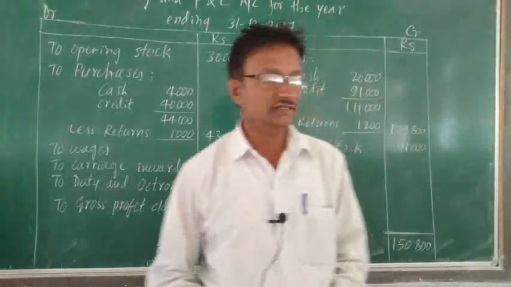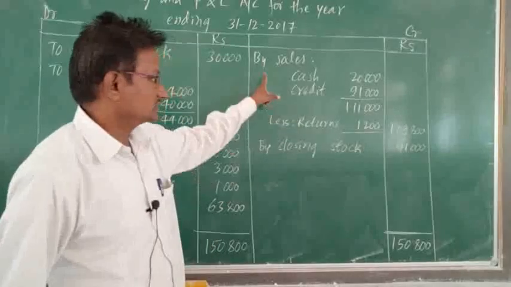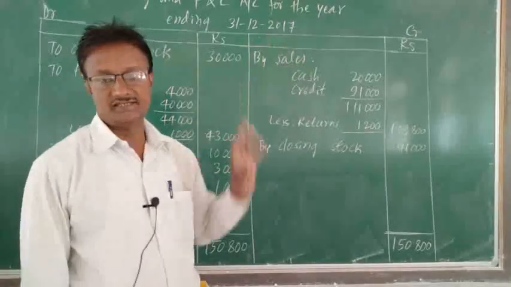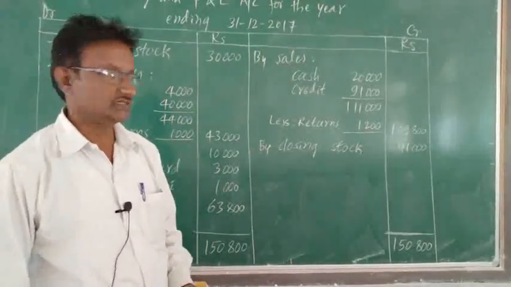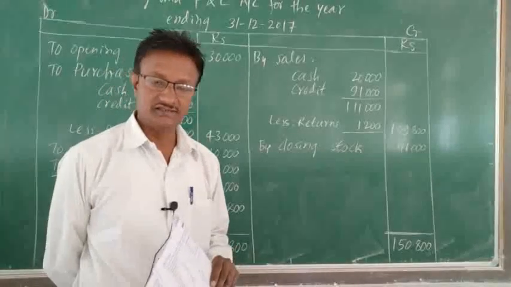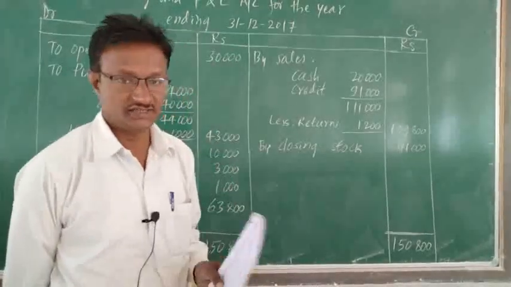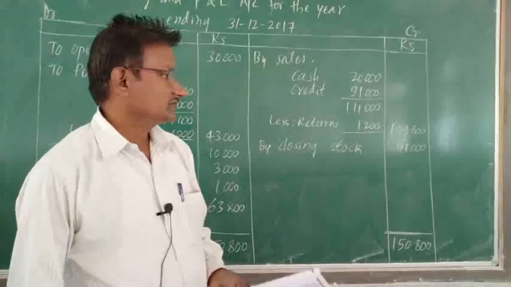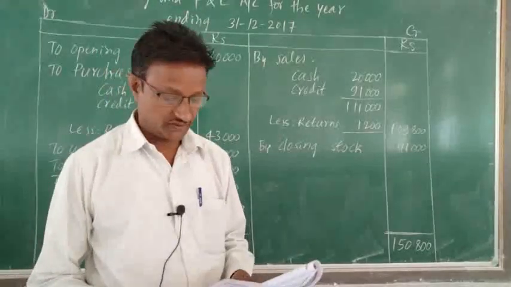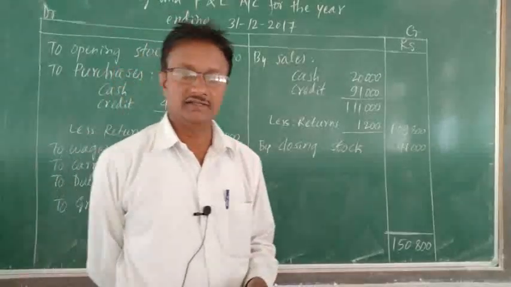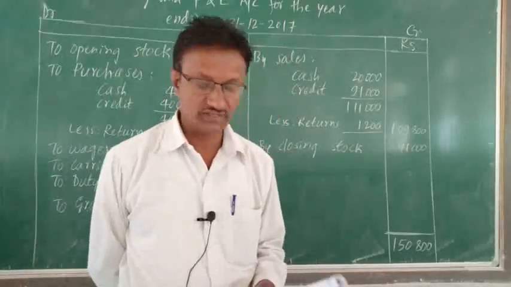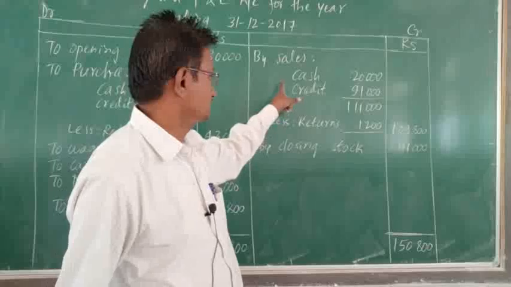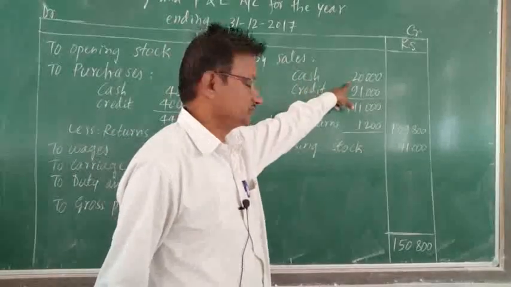Next, on the credit side, take by sales. Here cash sales and credit sales make the total sales, and if there are any sales returns, they should be deducted. Cash sales is available in the cash book. See the receipt side of the cash book. Here cash sales is given as 20,000. So cash sales is 20,000.